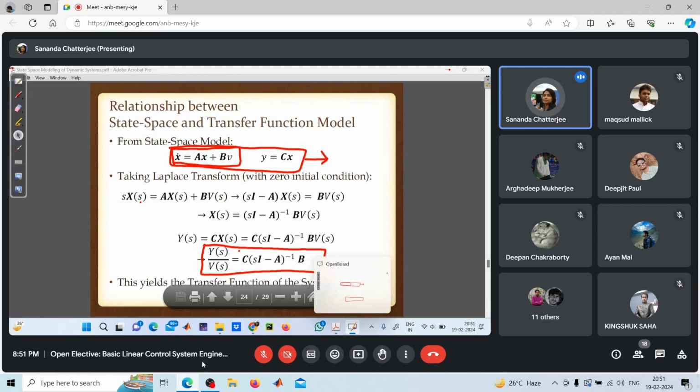B will be... already discussed. We have already discussed this one, I guess. No, where is this?